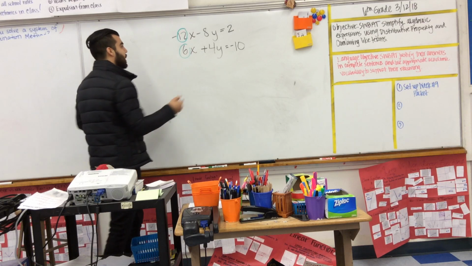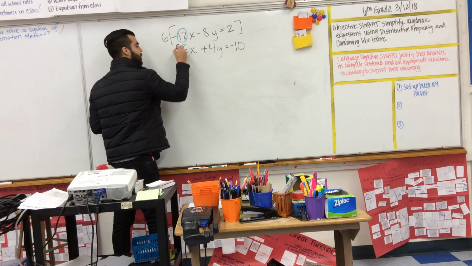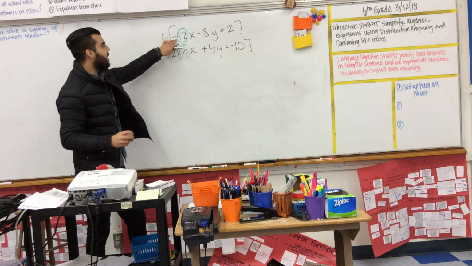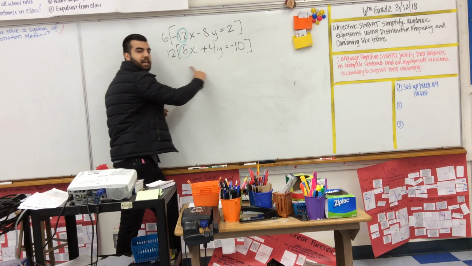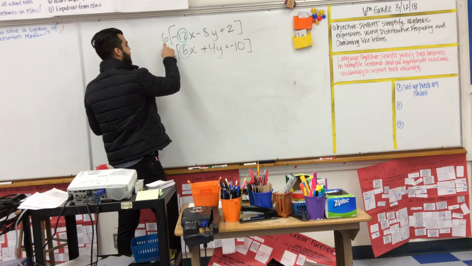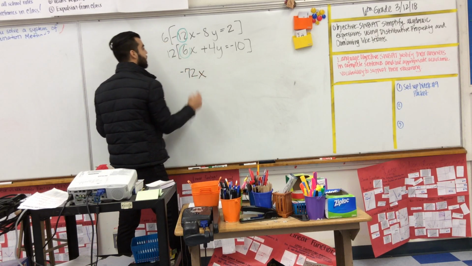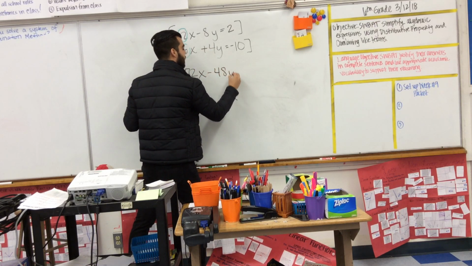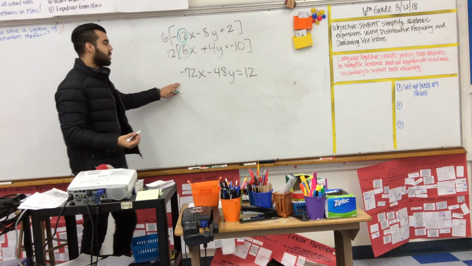So you know you have to multiply the first equation by a 6 and multiply the second equation by the 12. Notice how I have a negative 12 on the top equation, but I'm just going to multiply it by 12. Multiply every single one by 12, and then we'll see what we do with the signs. So here we have 6 times negative 12 is negative 72x. 6 times negative 8 gives me a negative 48y. And then 6 times 2 gives me 12. So that's our new first equation.